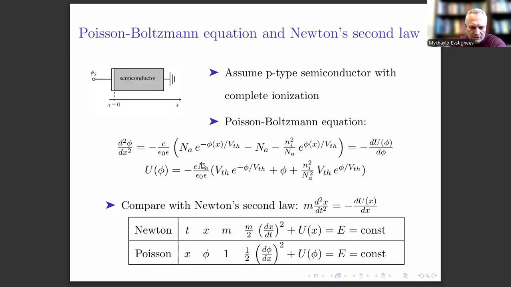So this would be our charge density, and it is divided by the dielectric constant, epsilon naught epsilon, of the semiconductor.